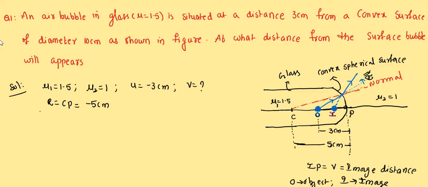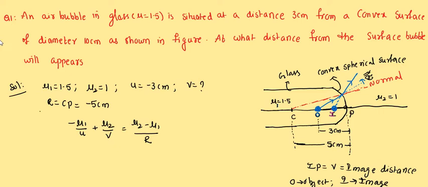Then we have to write all these values in the general equation for refraction through the spherical surface, that is minus nu1 by u plus nu2 by v equals nu2 minus nu1 by R. This formula is applicable when refraction occurs through a spherical surface.